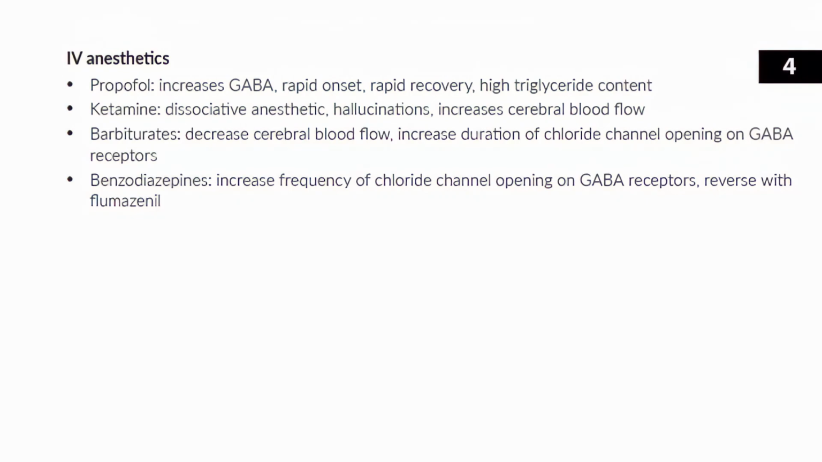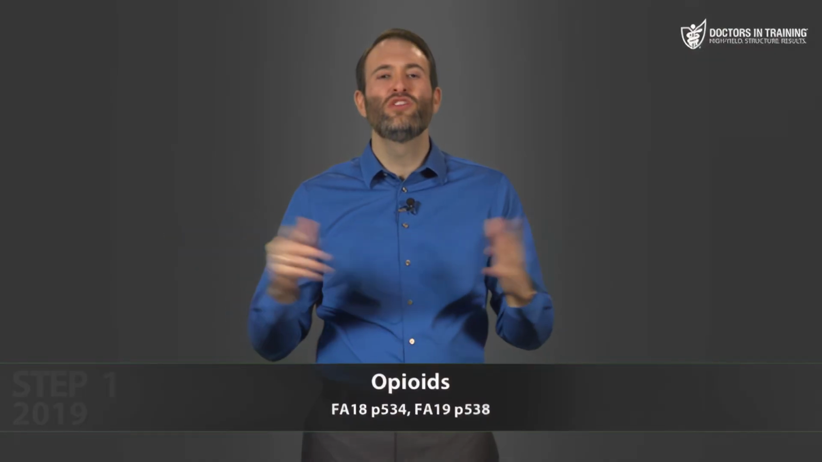What is the reversal agent for benzodiazepine toxicity? The reversal agent is flumazenil. However, clinically, we don't use this very often because flumazenil might actually trigger a withdrawal seizure, especially if that patient has been abusing benzodiazepines for a long period of time. Most of the time, we just allow the effects of benzos to wear off. So next, let's move on to opioids.